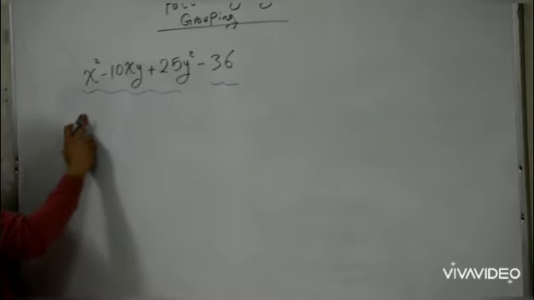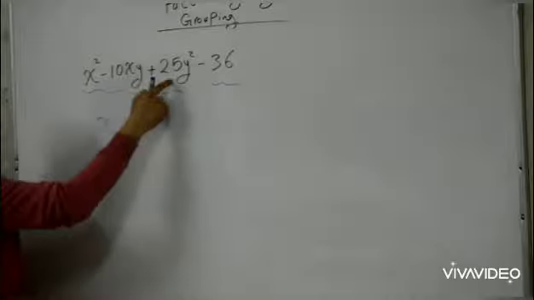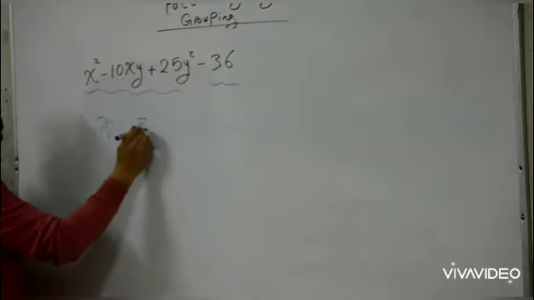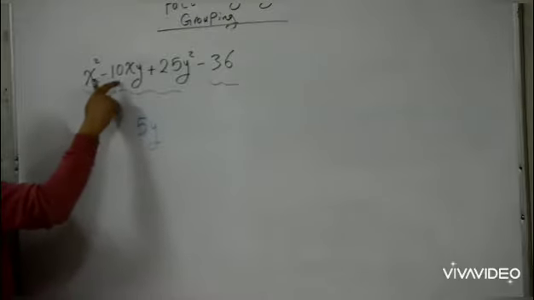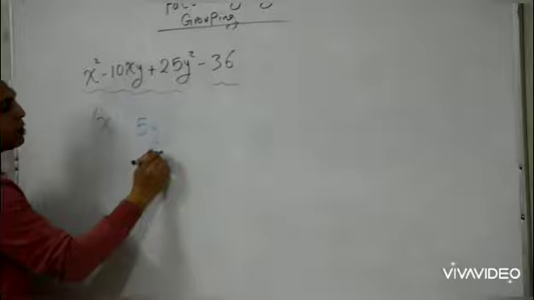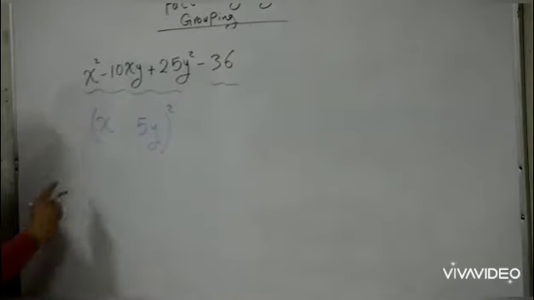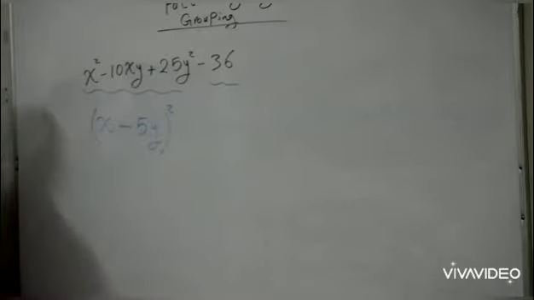The square root of x power 2 is x. The square root of 25y squared is 5y. If we multiply the first by the second by 2, it will give me the middle term. So this one is a perfect square trinomial, which means a bracket to the power of 2. And the sign of the bracket is the same sign as the middle term, which is minus.